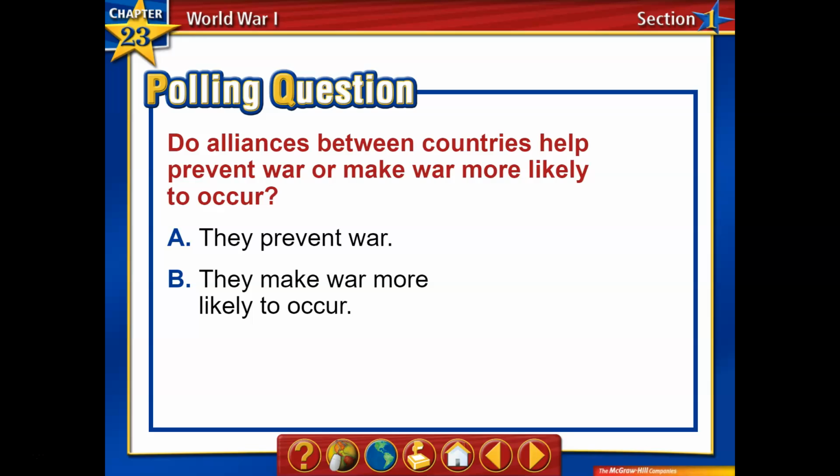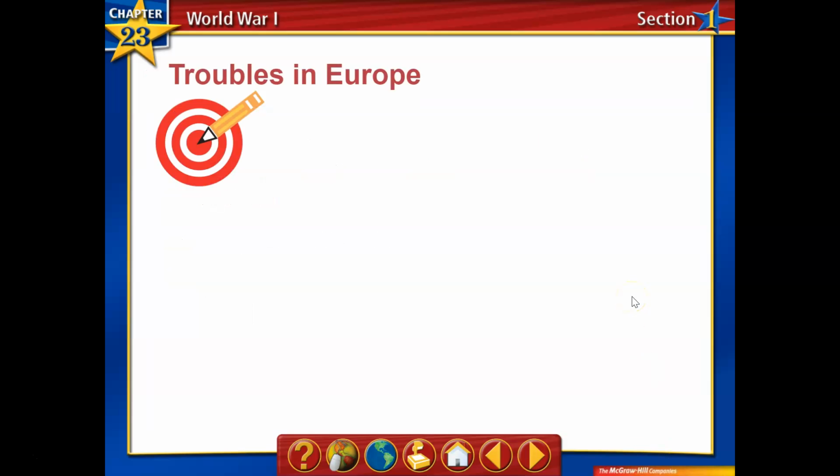Where I want to start, though, is with a quick question, and I want you to think about this as your own opinion. Do alliances between countries help prevent war or make them more likely to occur? Certainly take some time to think about this. We're going to talk about how alliances played a role in helping to begin and perhaps expand the breadth, or the amount of countries involved, through the alliance system in World War I.